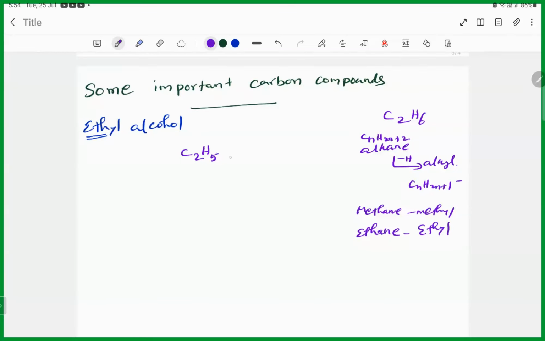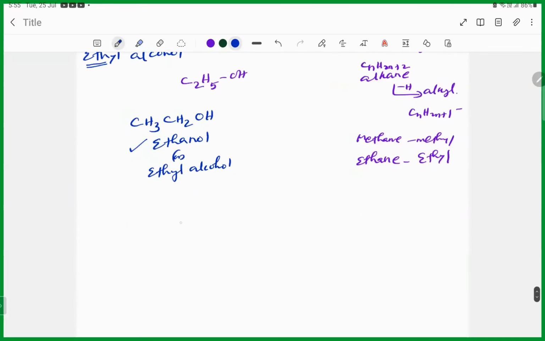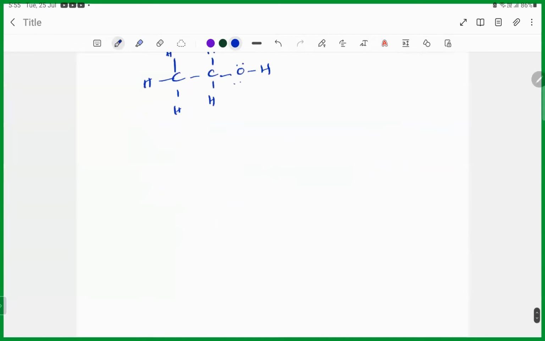Alcohol means what is the functional group? OH. So how to expand this formula? CH3, CH2, OH. This is known as ethanol or ethyl alcohol. So the ethanol is the IUPAC name, ethyl alcohol is the common name. How it will look: the carbon which is surrounded by 3 hydrogen, then another carbon which is surrounded by 2 hydrogen, one connected with the methyl group, another one connected with oxygen. This will be the ethanol formula.